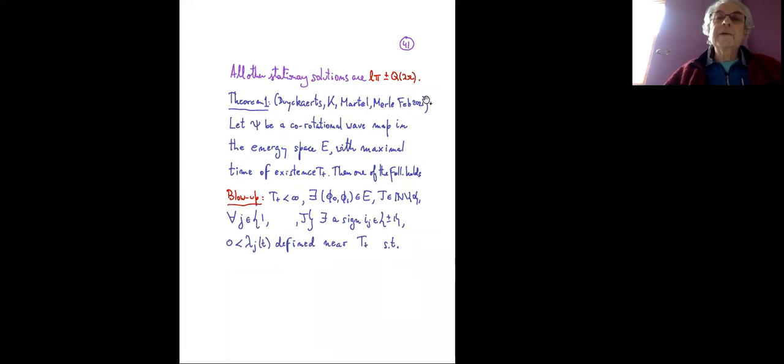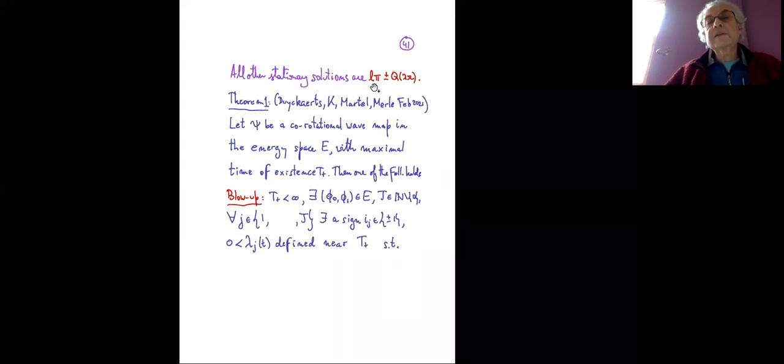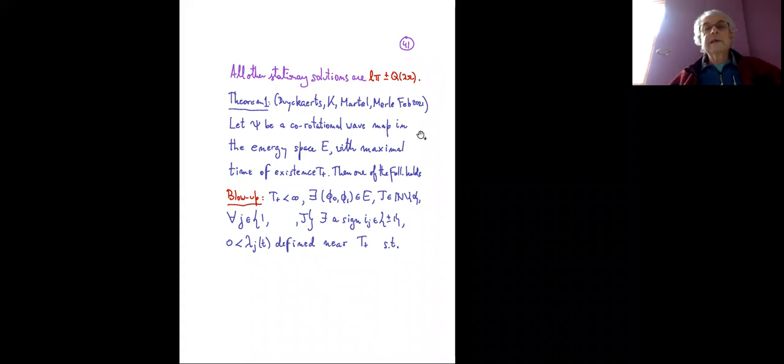So all the stationary solutions are this list: L pi plus or minus q of lambda R, where lambda varies over the positive reals. So the first theorem gives the soliton resolution, which was proven in early 2021.